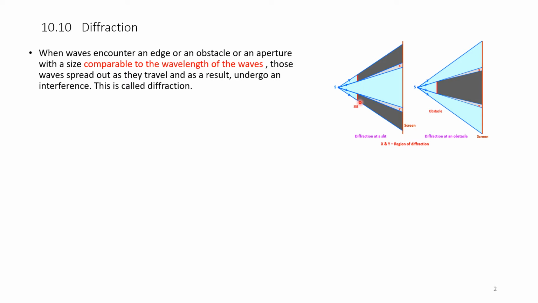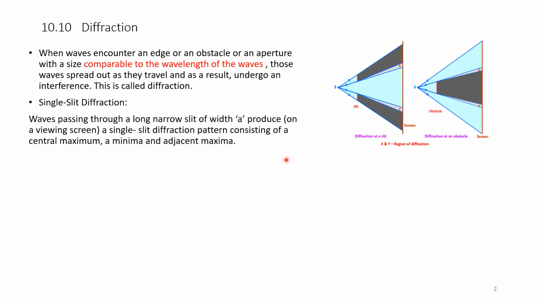Similarly, diffraction can also happen due to an obstacle. Here the red color is an obstacle. When the light falls on it, there is a dark region beyond the obstacle. Hence, in between the dark and bright region there is a gray region, and this is called diffraction at an obstacle.